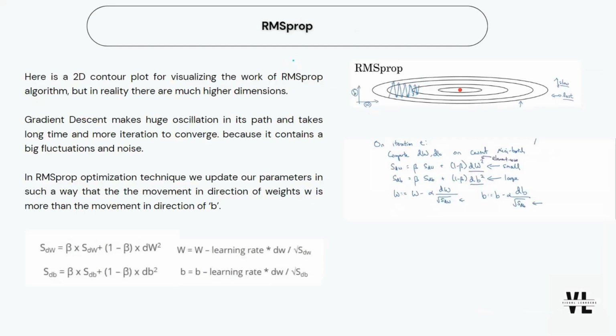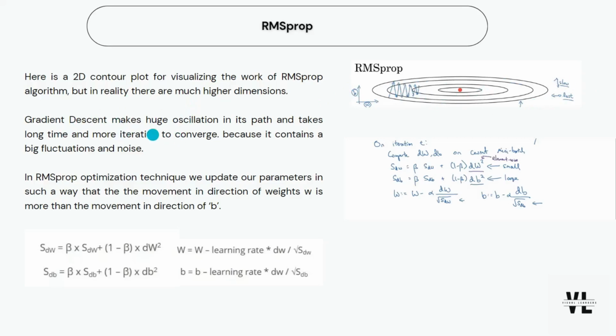The next type of optimization algorithm is RMSProp. Here is a 2D contour plot for visualizing the work of the RMSProp algorithm, but in reality there are much higher dimensions. Let's assume that this is our cost function, and in the vertical direction let's consider it to be the bias, and in the horizontal direction the weights. We want the learning for our bias to be slower in the vertical direction and much faster in the horizontal direction.